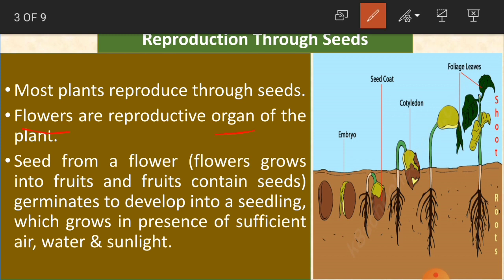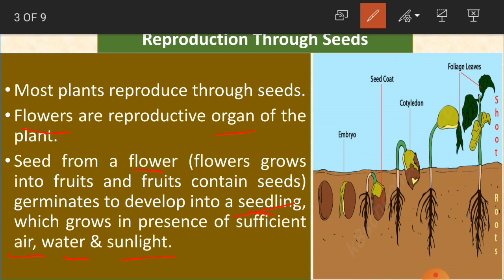Now a seed from a flower germinates to develop into a seedling, which grows in the presence of sufficient air, water and sunlight. So now we'll have a seed from the flower, that is going to germinate to develop into a seedling. Okay, and when it is getting proper air, water and sunlight, what happens? It starts growing as a new plant.